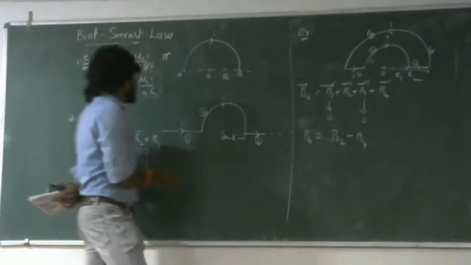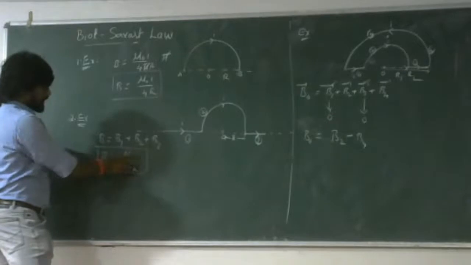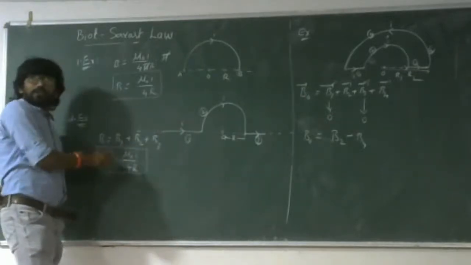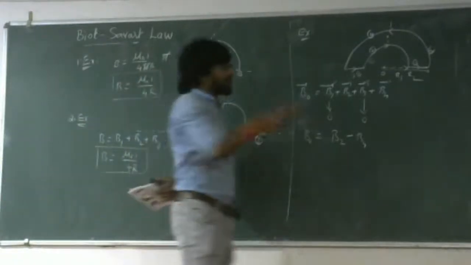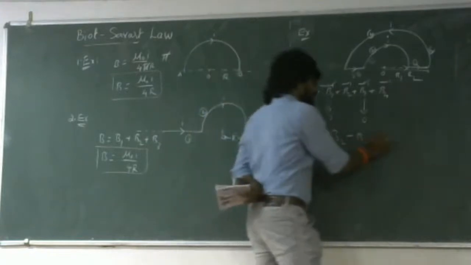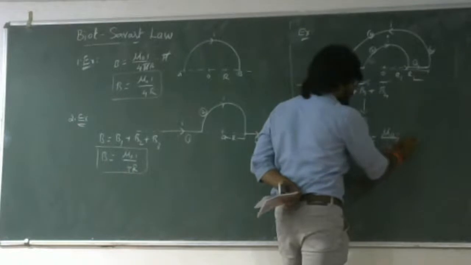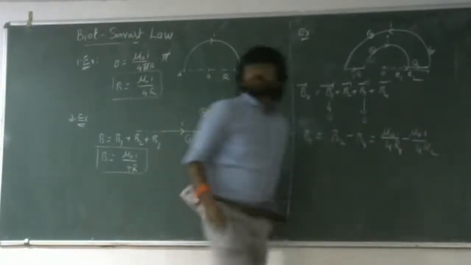Which is larger? According to B here, for a semicircular conductor, this is mu naught I by 4R. If R is small, the total value will be large. But if R is larger, the total value will be small. So for the larger radius, the value will be smaller. That is for the fourth one. So you can see this is small. Larger minus smaller, so it is equal to mu naught I by 4R1 minus mu naught I by 4R2.